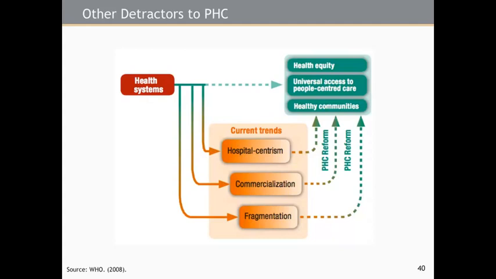That's been a major detractor for developing primary health care services, because the political pressure and the people making decisions about funds have given priority to hospital services and the high technology that goes along with them. And in addition to the hospital centrism, this report focused on the problems of commercialization and fragmentation as being detractors towards the full development of primary health care as we know it. And as a result of these forces that lead away from primary health care, we have problems today with health equity, lack of access to care, and very unhealthy communities.